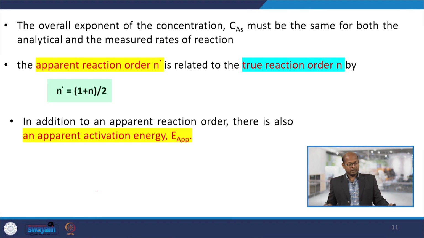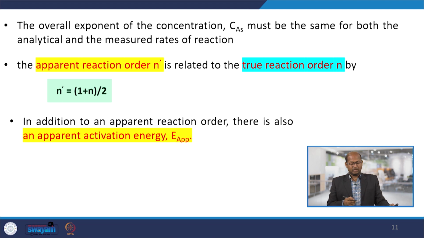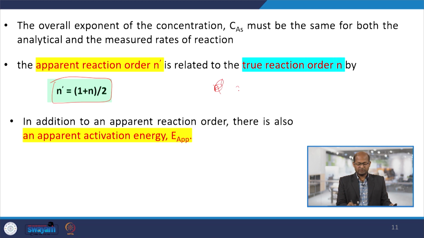Okay. So, now on the left hand side and the right hand side, if we only consider the concentration terms, since both the rates are equal, and correlate the left hand side concentration and right hand side concentration, then we can see that n prime equals n plus 1 by 2. So, n prime is the apparent order that we have, and n is the true order; n prime is the apparent or measured order.